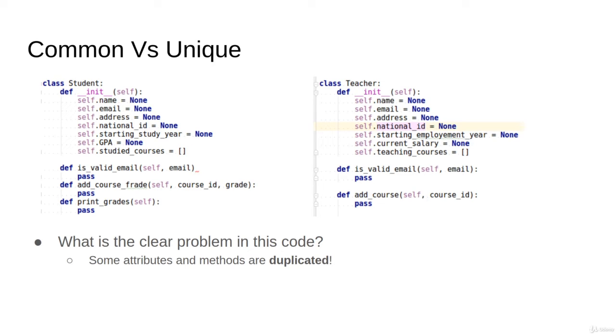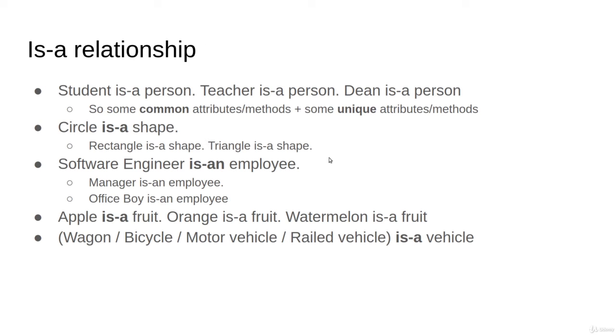So how to solve this problem? This is where inheritance comes to help us. Before that, I would like to stress again the common and unique things through what we call the is-a relationship. The is-a relationship is a very common analogy that we can find easily. Student is a person, teacher is a person, dean is a person. Given that all of them are persons, it means that they must have common attributes and methods. But also, as they are different, student, teacher, and dean are different things, so they also have unique attributes and methods.